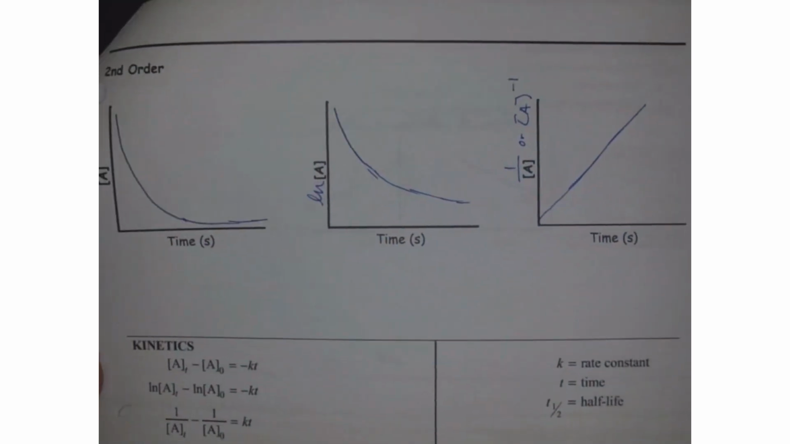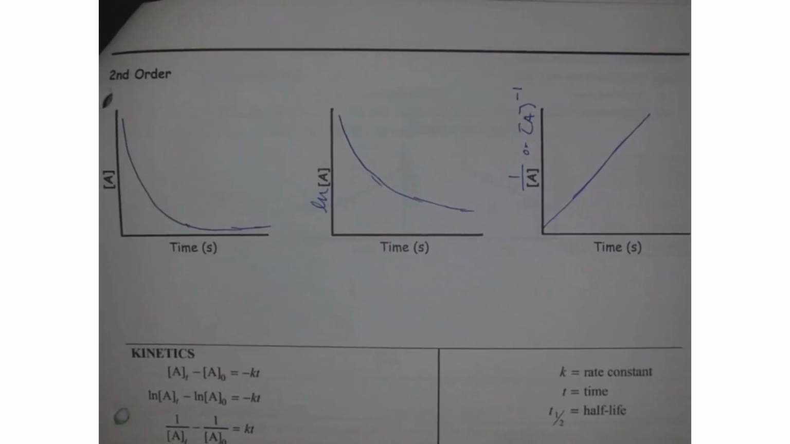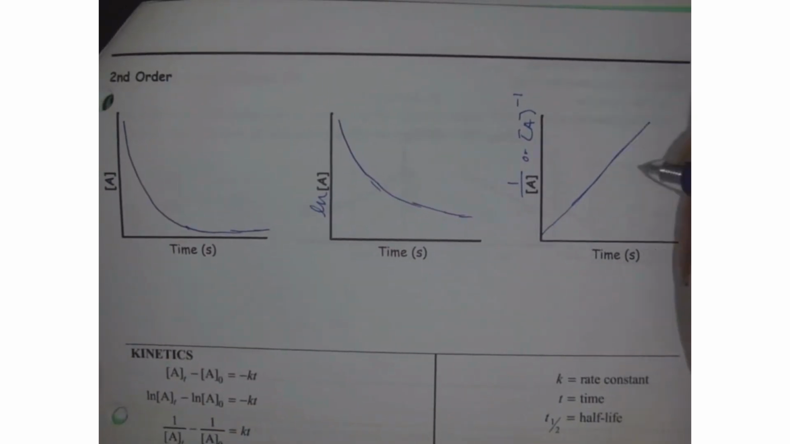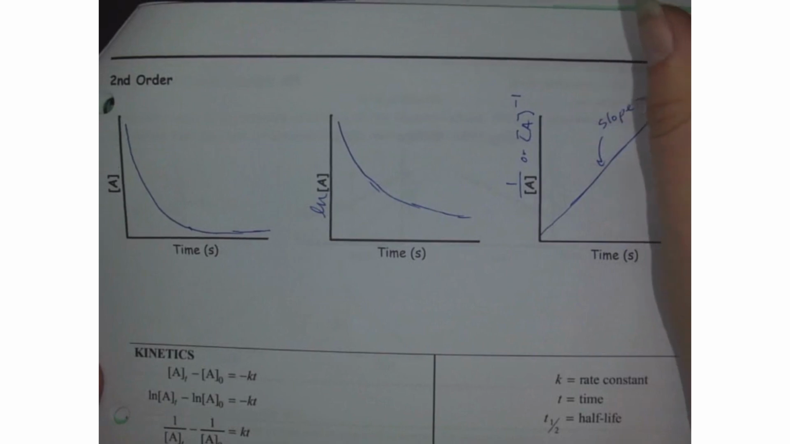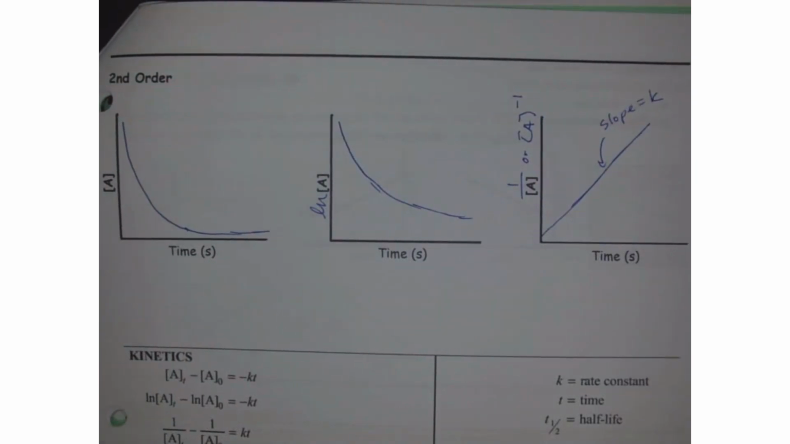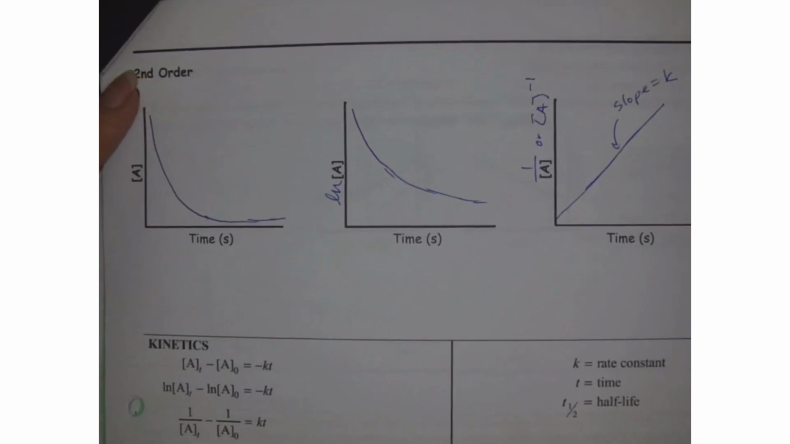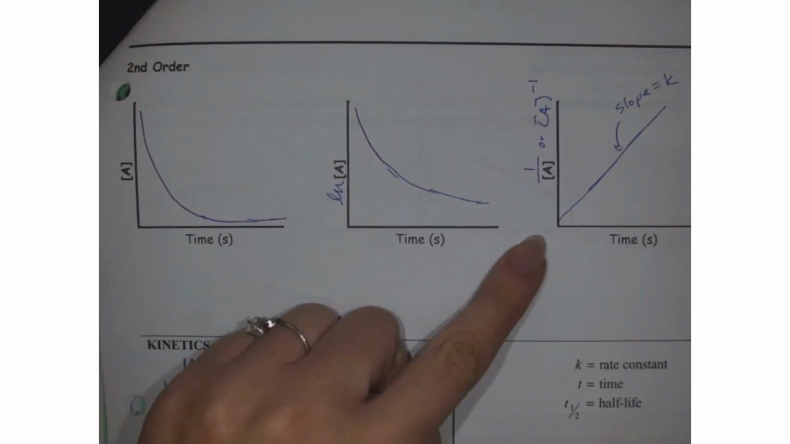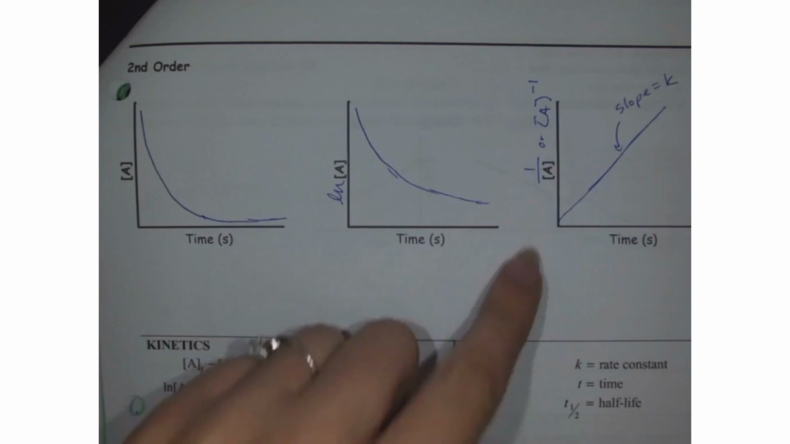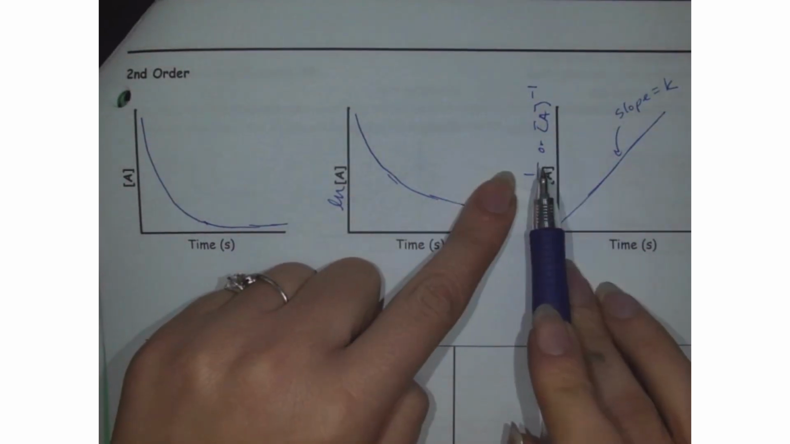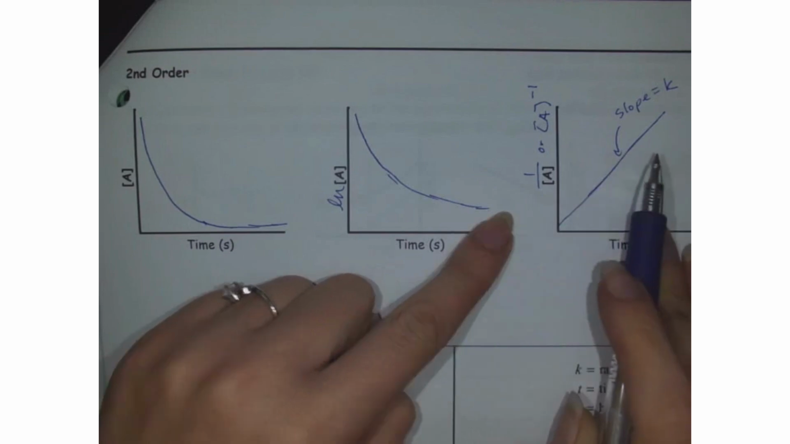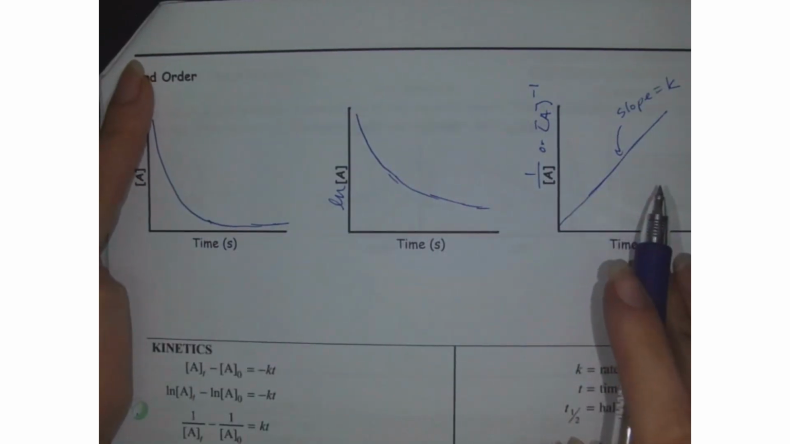Okay, now because this slope is positive, what we find is the slope of this line is actually equal to K instead of negative K. The other cool thing about this is if I don't tell you that something is second order, but I give you these three graphs, the one that is linear is what tells us the order. So anytime an inverse concentration versus time graph is linear, that's when we know it's a second order reaction.